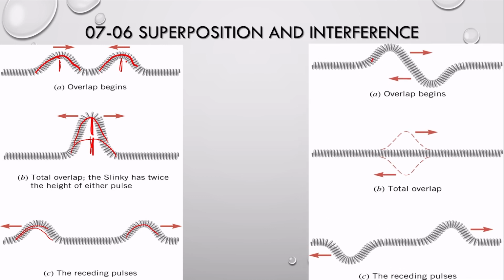It's another case. Here's an upward pulse meeting a downward pulse. Their amplitudes would add, so the up plus the down adds to make 0. So at that point where they meet, there's 0 wave. And then they pass through each other, and you have the up and the down.